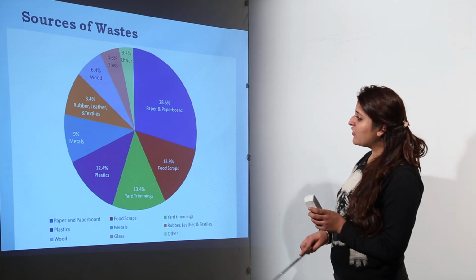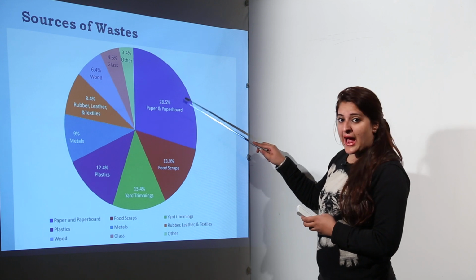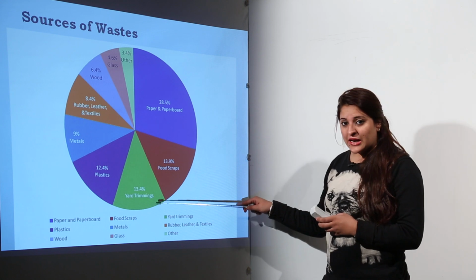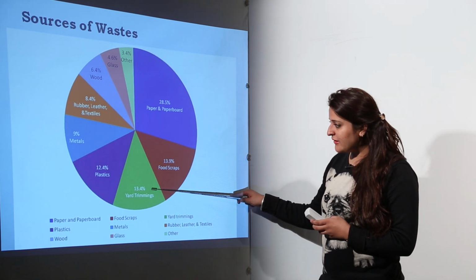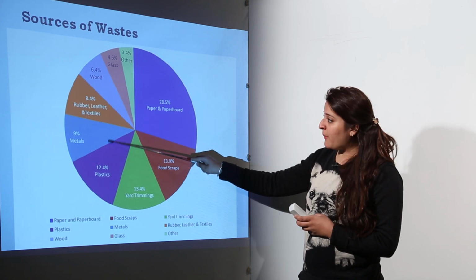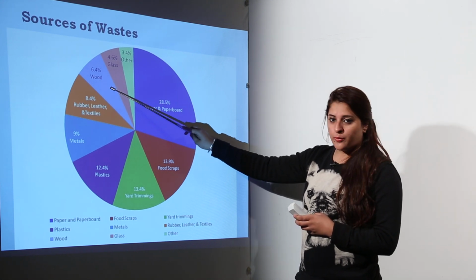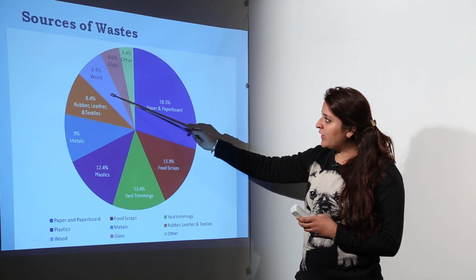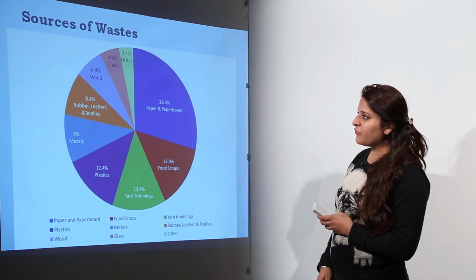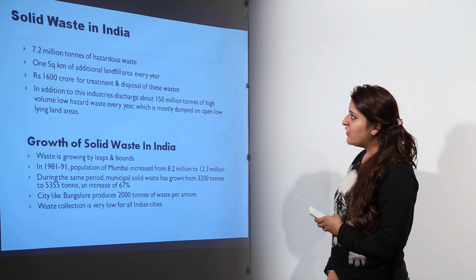The majority of waste is generated from paper and paperboard, which is 28.5%, then food scraps at 13.9%, yard trimmings at 13.4%, plastics at 12.4%, and 9% from metals. Rubber, leather and textiles form 8.4%. 6.4% is waste generated from wood. 4.6% is glass, and 3.4% is from other sources. So these are the various sources from where waste is actually generated.